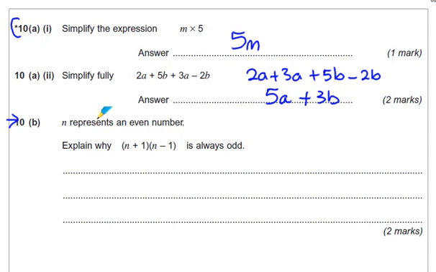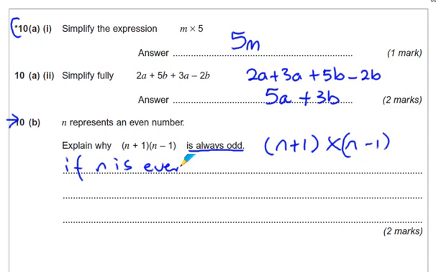10 part B. n represents an even number. Explain why n plus 1 multiplied by n minus 1 is always odd. So the two brackets together mean n plus 1 times n minus 1, and we're trying to explain that that is always odd. So if n is an even number, then n plus 1 is odd. Example, if n is 2, then n plus 1 is 3, which is odd. If n is 6, n plus 1 is 7, which is an odd number.